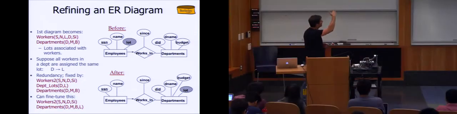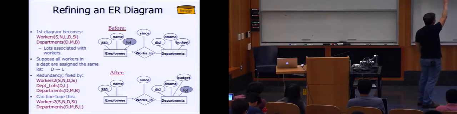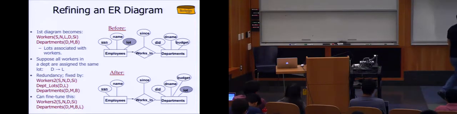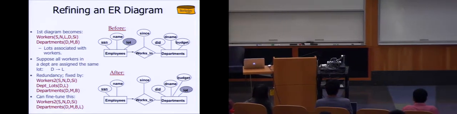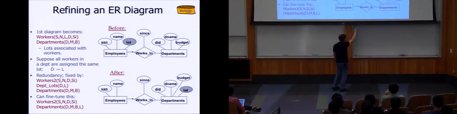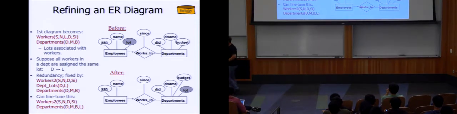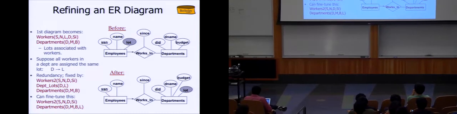So this was a case where we wrote something down as a conceptual model, we got some schema refinement, and actually it changed our conceptual model. That's kind of interesting to keep in mind. So as you go through schema refinement, you may want to come back and show your conceptual model results back to your customer. And they'll say, oh, yeah, all right, lots go with departments. I get it. That makes sense. Okay.